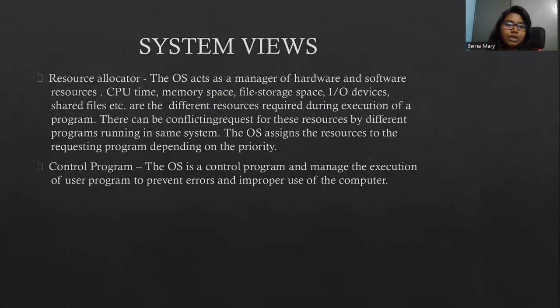System view: resource allocator. The OS acts as a manager of hardware and software resources: CPU time, memory space, file storage, I/O devices, shared files, and so on. Different resources are required during execution of a program. There can be conflicting requests for these resources by different programs running on the same system. The operating system assigns the resources to the requesting program depending on priority. Control program: the operating system is a control program and manages the execution of user programs to prevent errors and improper use of the computer.